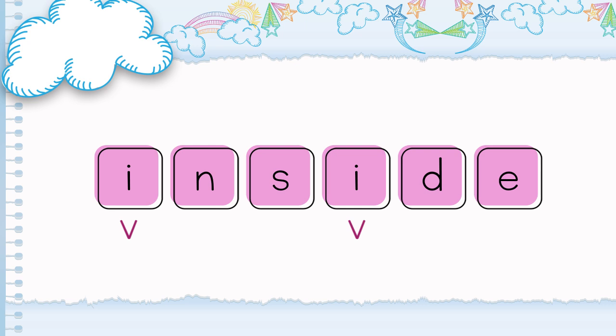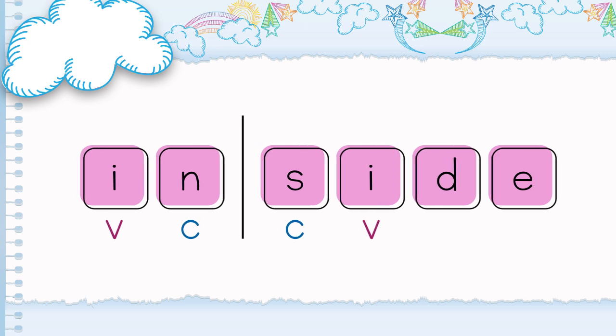Mark the consonants that are between the vowels. That means mark the letters N and S. Mark the consonants with a C. When there are two consonants in between the vowel sounds in a word, the syllables are divided between the consonants.